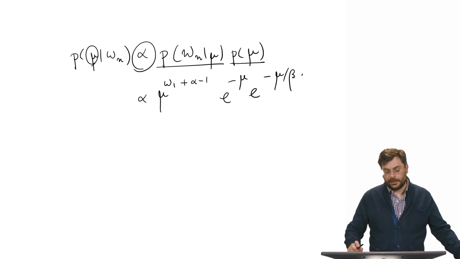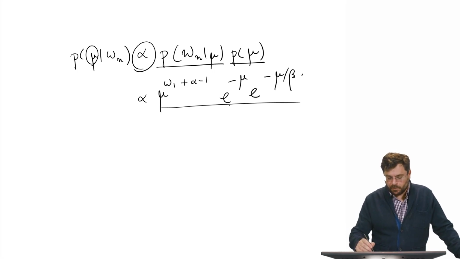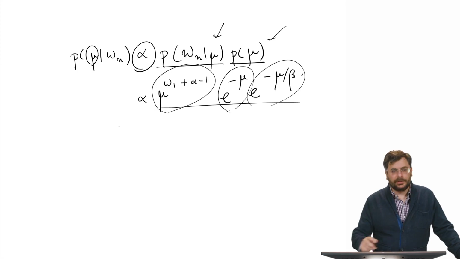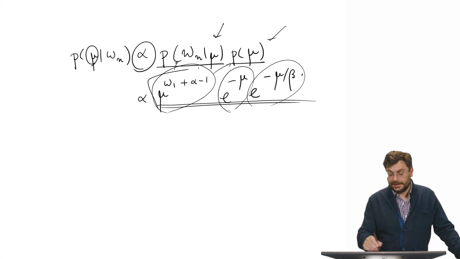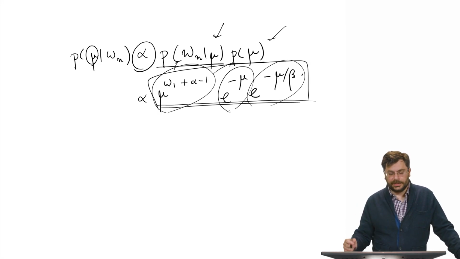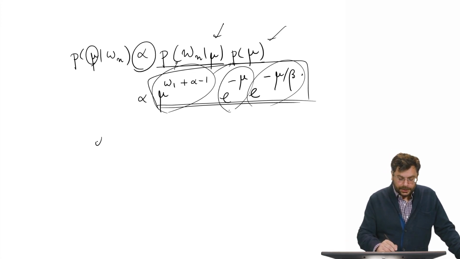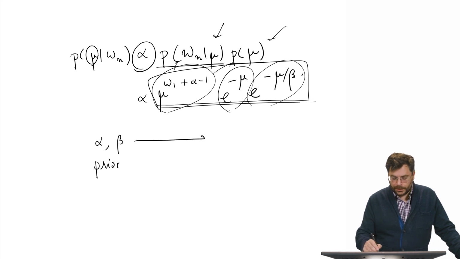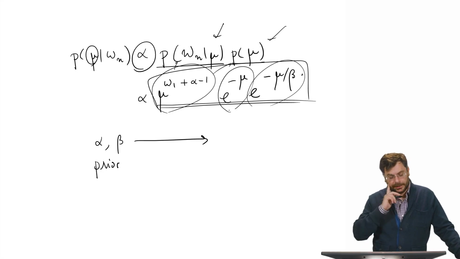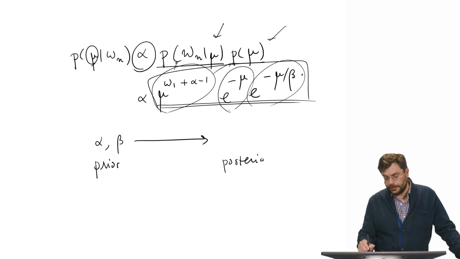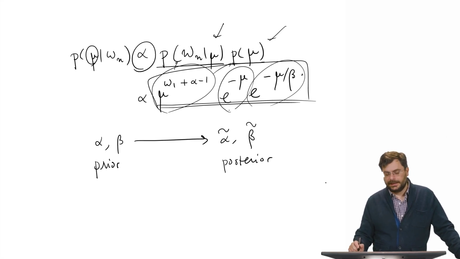And we can ask ourselves the question, where does this form come from? Well, the e to the minus mu came from the Poisson distribution, the e to the minus mu over beta came from the gamma distribution, and this multiplicative algebraic factor mu raised to some power came from a combination. So mu raised to the w came from the likelihood, and mu raised to the alpha minus 1 came from the prior. But if I look at this, what I realize is that this is exactly the same form as the gamma distribution, except that my parameters are now a little bit different. So my prior was a gamma distribution, and it had two hyperparameters, alpha and beta. My posterior is also a gamma distribution, and its parameters are alpha tilde and beta tilde.